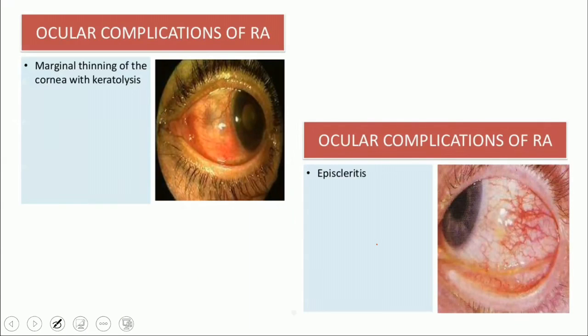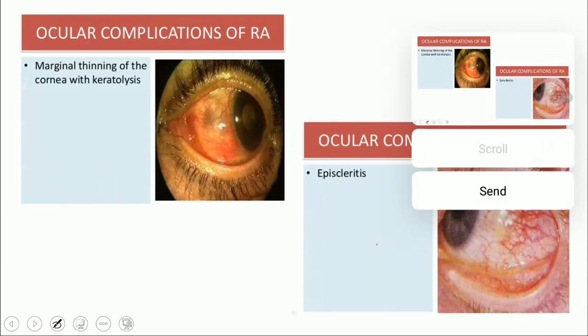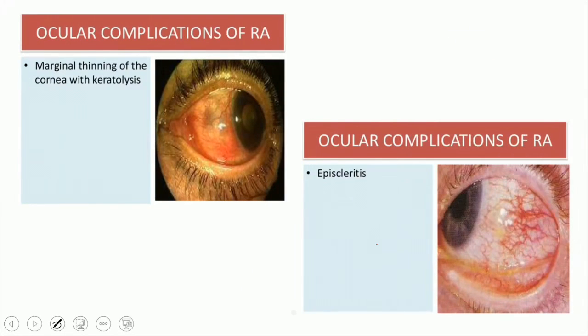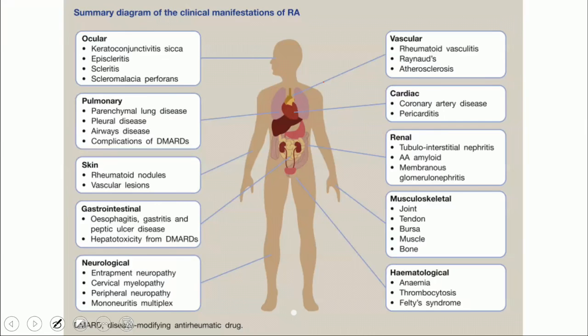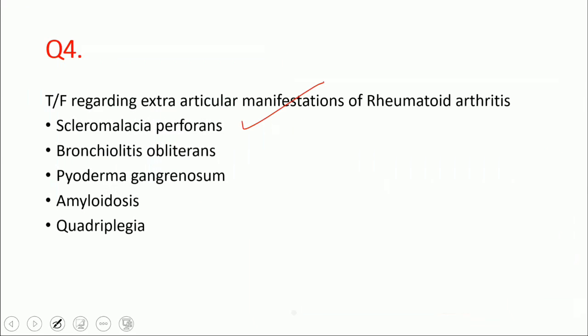These are some of the ocular complications, like you can get corneal erosions, ulceration, corneal erosions, a dangerous condition, and episcleritis. So perforation of the sclera, or scleromalacia perforans. Lung involvement is quite an important entity. So you have interstitial lung disease. You can get interstitial lung disease. Bronchiectasis is another one.